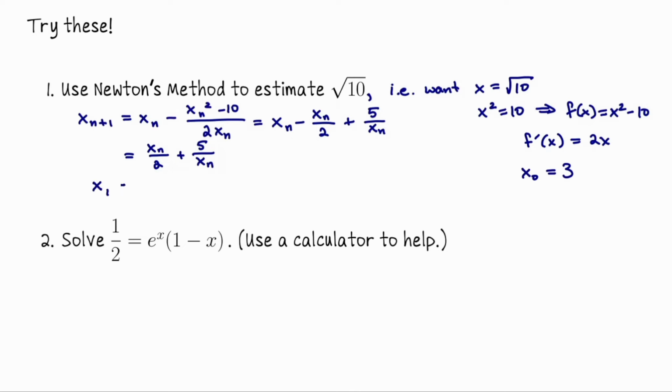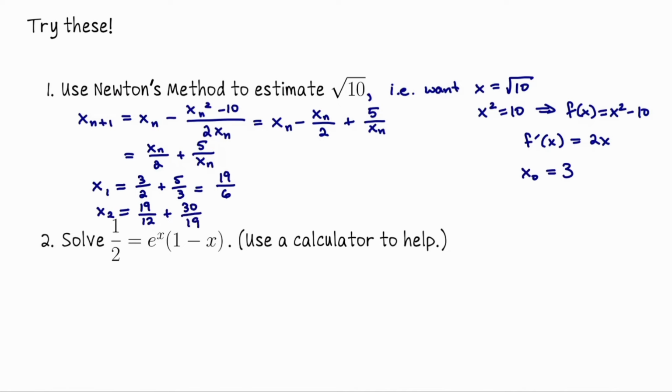So x sub 1 will be 3 halves plus 5 thirds. Common denominator here is 6, so we'll have 9 plus 10 in the numerator. That's going to give us 19/6. Okay, let's just write down one more step. x2, which is actually where we're going to stop, is 19/6 divided by 2, that's 19/12, plus 5 divided by 19/6, which is 5 times 6 divided by 19, so that's 30 over 19.